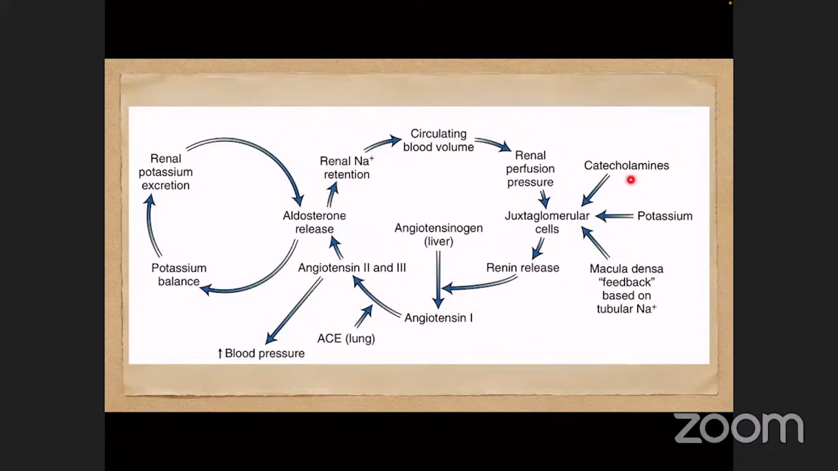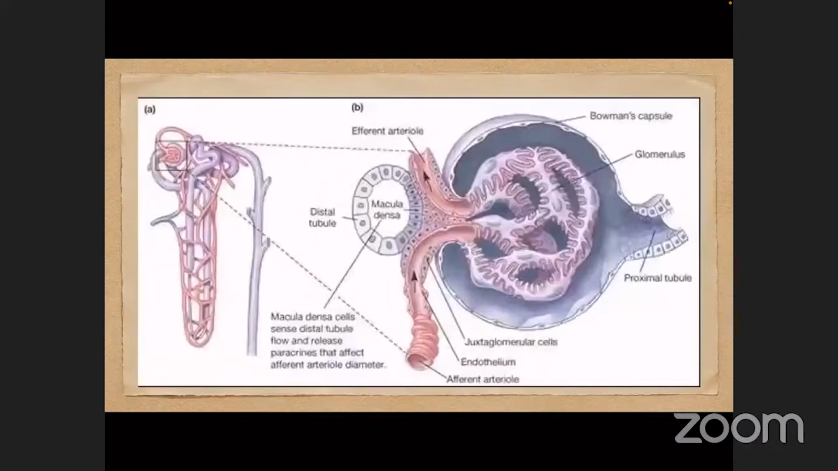Similarly, other permissive factors are catecholamines, potassium, and macula densa feedback, which also give signals to the JG apparatus to either increase or decrease renin release based on the blood pressure. This is just a picture to show you where exactly all these are located.